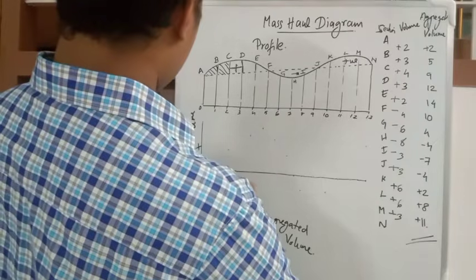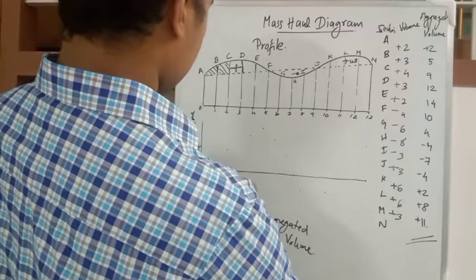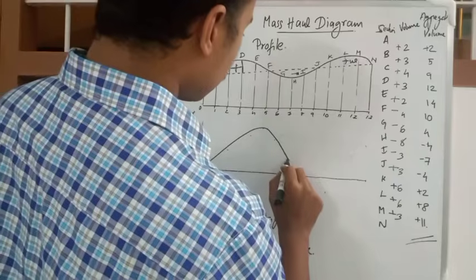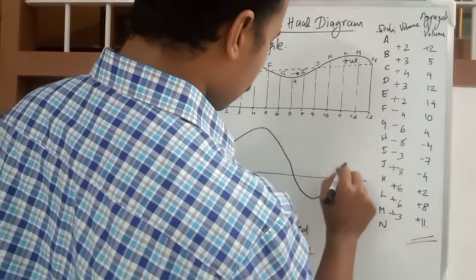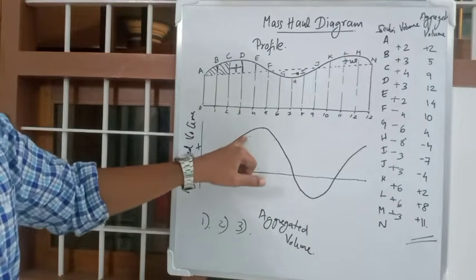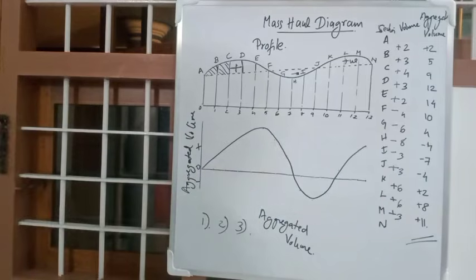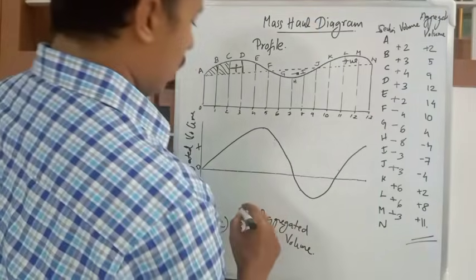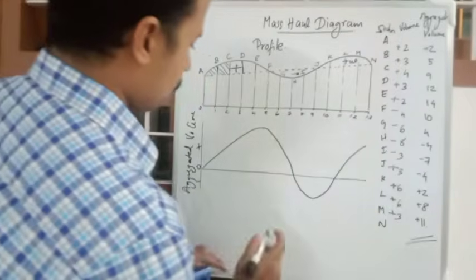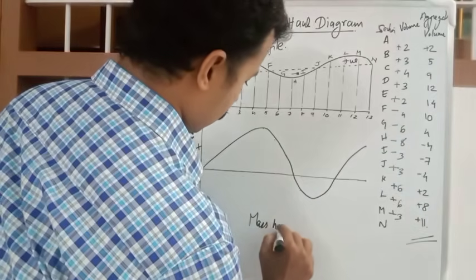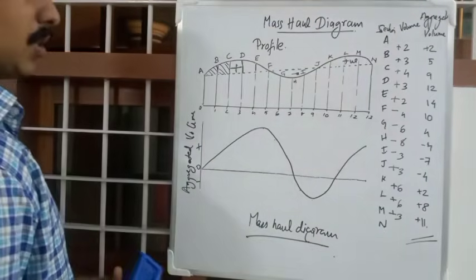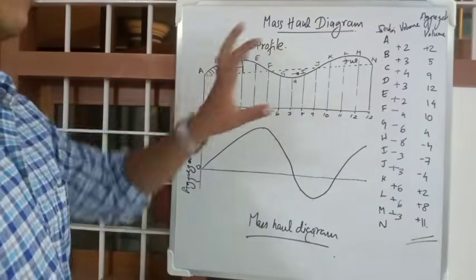It will not be accurate when I draw it as a first try. We will try one time. Okay, somewhat linking the values. Okay, so this is the mass Howell diagram. So you have constructed a mass Howell diagram from a profile and volume values.